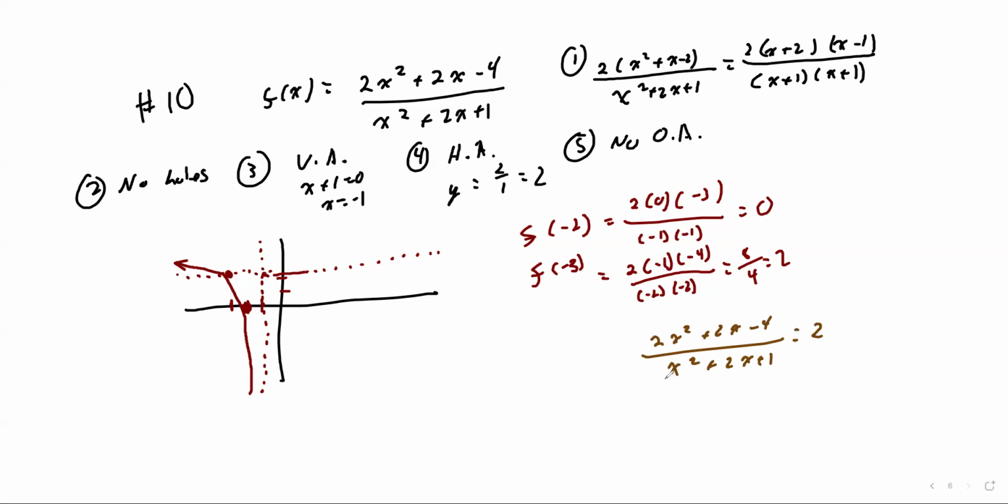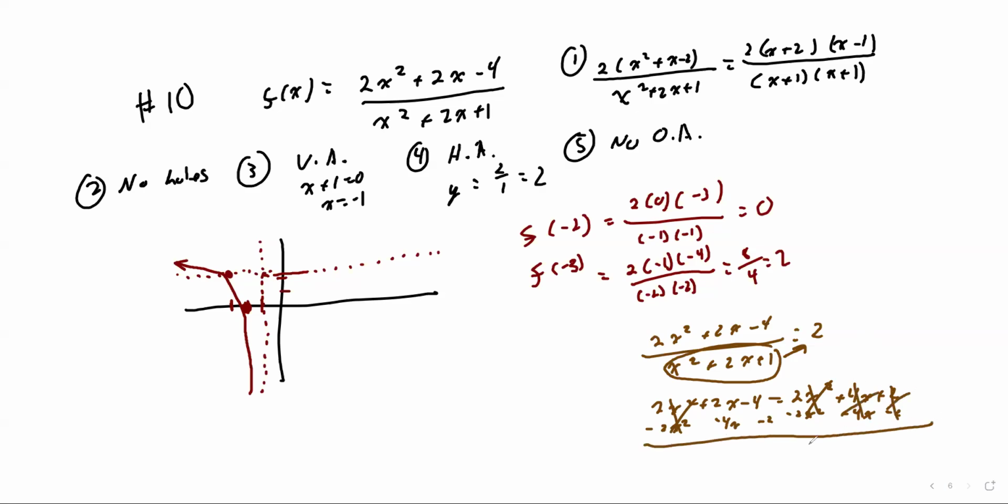All right, so I'm gonna set it equal to 0. When I do that, I'm gonna cross multiply and divide. So it becomes 2x squared plus 2x minus 4. Again, I'll take this and multiply it to the 2. Then I get 2x squared plus 4x plus 2. Set it equal to 0. So when I subtract 2x squared, they cancel. Subtract 4x. Subtract 2. That gives me negative 2x minus 6.